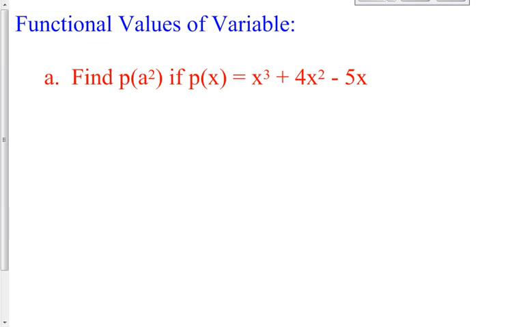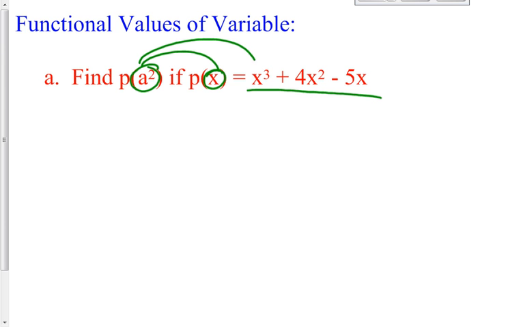Alright, moving on, we can also evaluate polynomial functions when we put in variables. So it's not p of 7 now, or p of negative 5, or whatever the case might be. We're now going to evaluate it when we put in letters. So find p of a squared if p of x is x cubed plus 4x squared minus 5x. So now every time I see the letter x, I'm going to put in a squared.